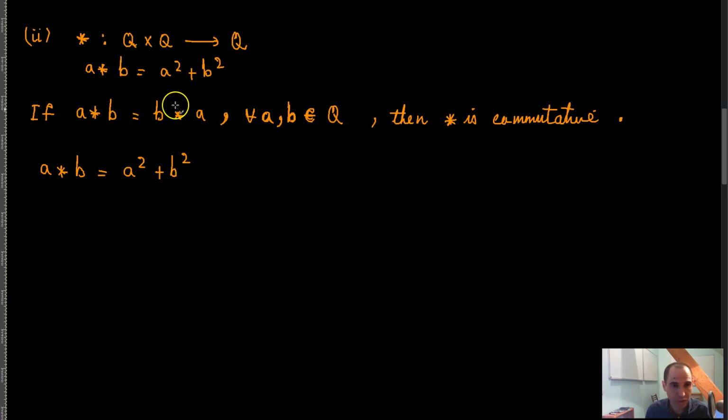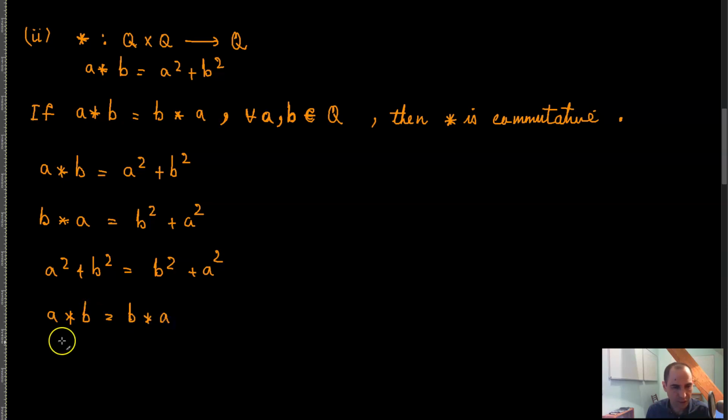And b star a is the same thing as b squared plus a squared. And of course, you know that addition is commutative in the case of rational numbers, and therefore you can say that a squared plus b squared is equal to b squared plus a squared, and therefore a star b is the same thing as b star a, and therefore star is commutative.